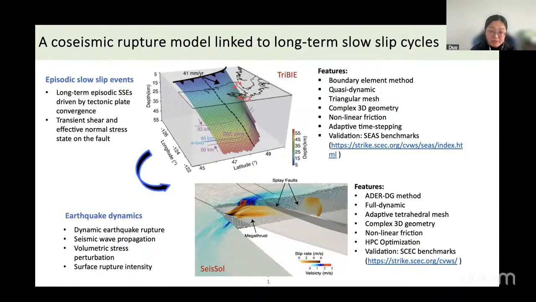We output these variables and use them as an initial condition in another software called CESO, which resolves the elastodynamic equation in the entire domain. It is designed for both wave propagation and the dynamic rupture on the fault.